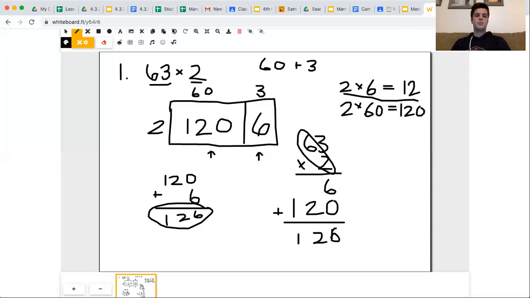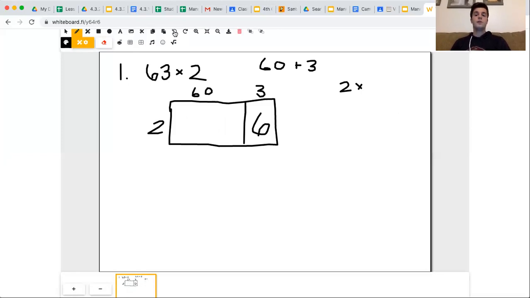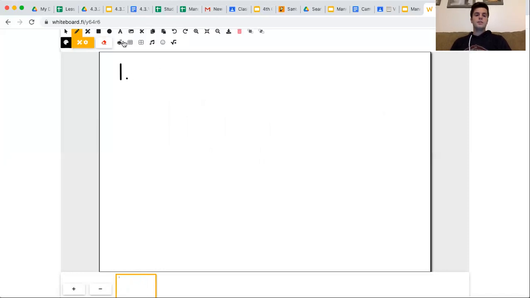Let's try it one more time with a different problem. And let's see if you can figure out how similar it is to the partial products method, okay? So number 2, we're gonna do 59 times 6. Okay, so let's write it the standard algorithm way.